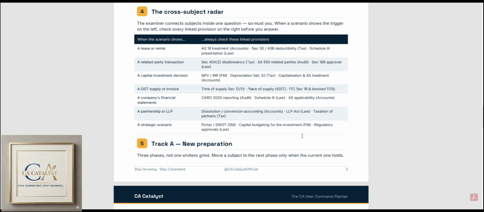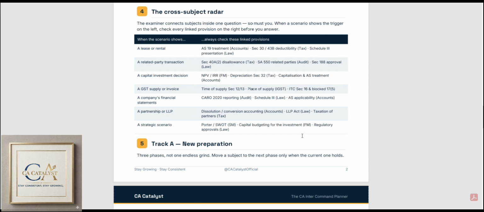So if it is a lease rental, try to write this provision. If it is a lease rental question, you should write accounting standard 19, you should write section 30, and for income tax purposes 43B, the impact on deductibility, you need to put that. And as per the Companies Act, Schedule 3, how is the presentation, that will help. So for lease rental, you have applied accounting standard 19, section 30, where you write the charge, and 43B is the impact on deductibility in income tax, and Schedule 3 is the presentation in the notes to accounts as per law. You should be referring to all of this. Mark my words, this will be very helpful to score in your exam.